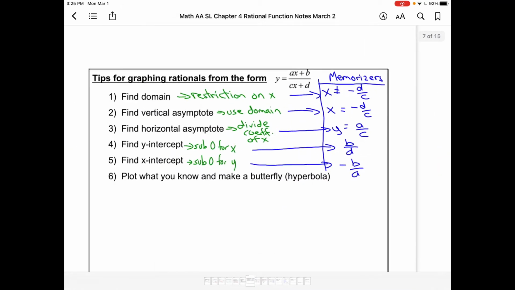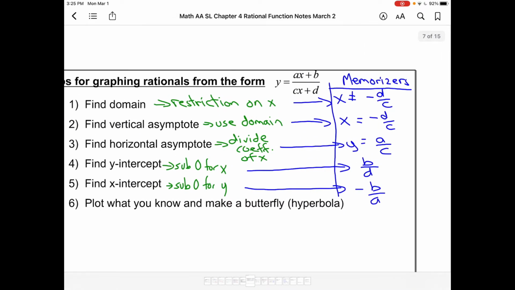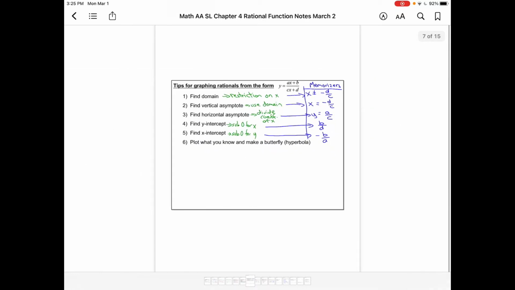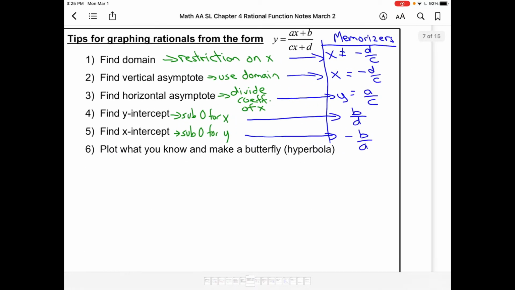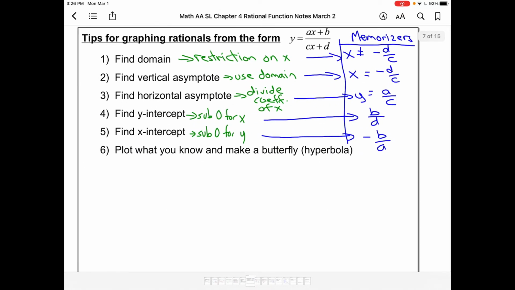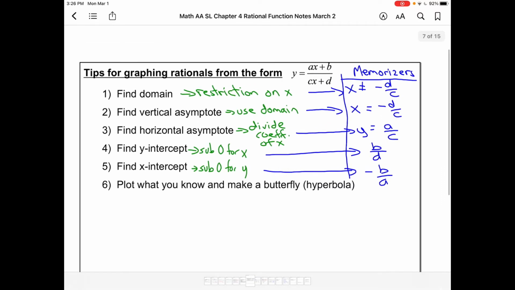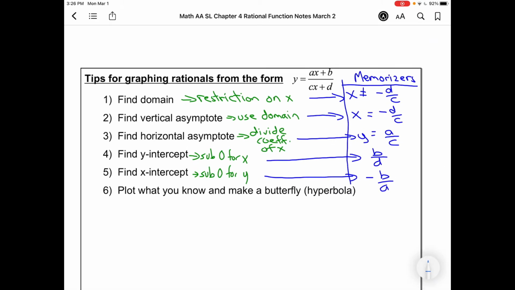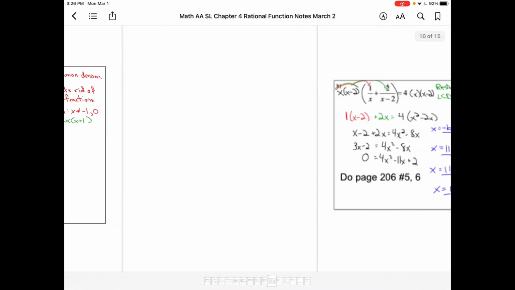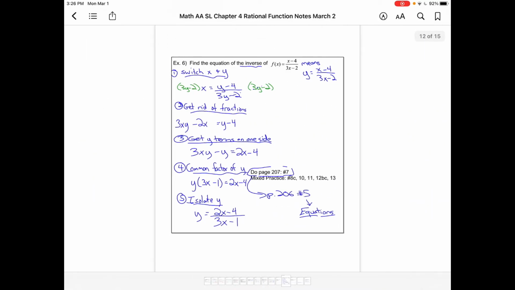To start with, we have it over here, ax plus b over cx plus d, just a single fraction. And here were the steps. We would find the domain. We'd use the domain to find the vertical asymptote. We'd find the horizontal asymptote by dividing out our coefficients of x on top. We'd find the y-intercept, the x-intercept, and then plot what we know. So let's do that. Now that we have it in this form, it'll be a nice refresher of that technique.